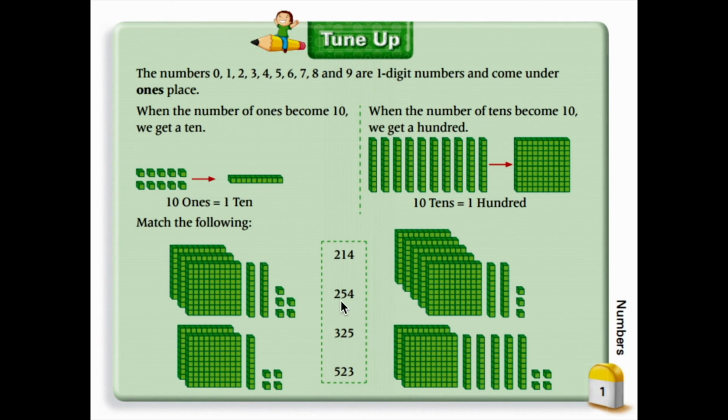Now over here we have 2 hundreds, then 1, 2, 3, 4, 5 tens and 4 ones. So this number has 2 in the hundreds place, 2 hundreds over here, then 5 in the tens place. So 5 tens over here and 4 in the ones place. And over here we are given 4 single ones. So this set of blocks is matched with the number 254.